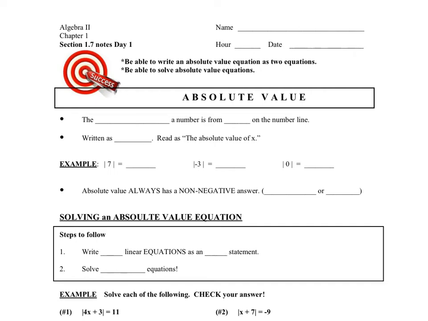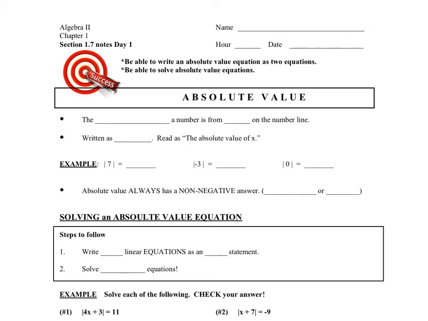Okay, section 1.7 is usually broken into 2 days, but we're just going to do the notes today on both days. It's on absolute value equations and then absolute value inequalities. So we'll start with absolute value. And some of you may have seen this before.